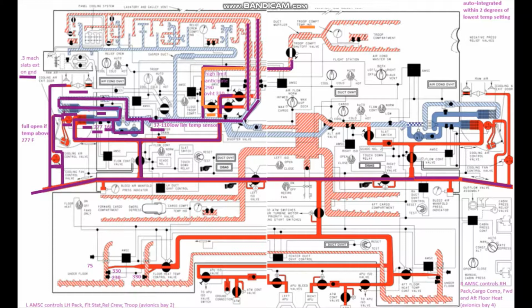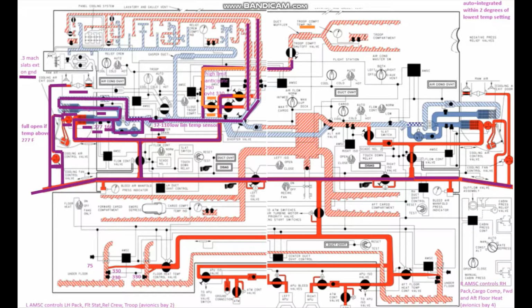Now the overheat thermostat here, what that does is, if the temperature within the duct reaches 330 degrees Fahrenheit, it will completely close the temp control valve, preventing or attempting to prevent a duct overheat. And the same works over here in these ducts with the temp control valve.